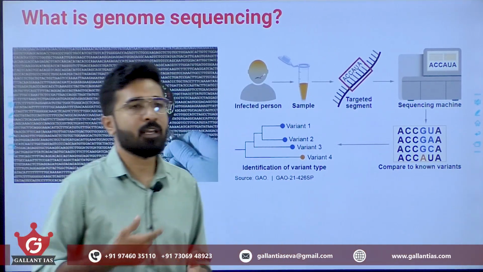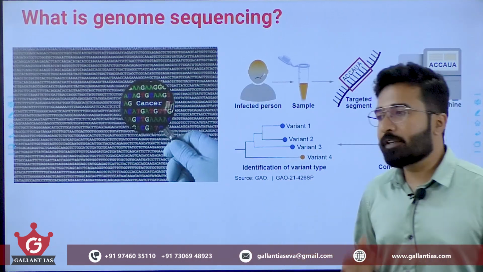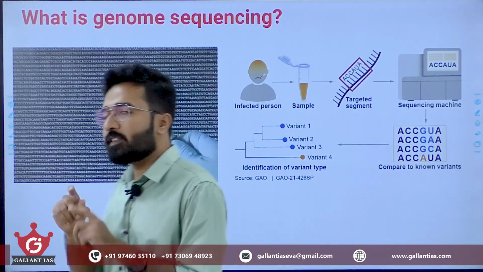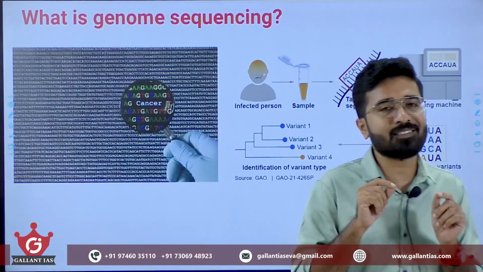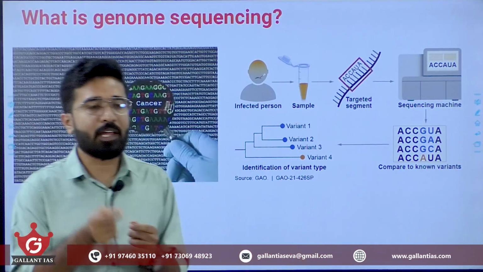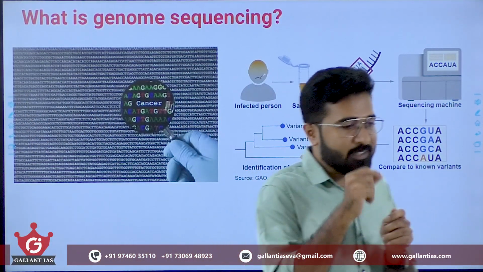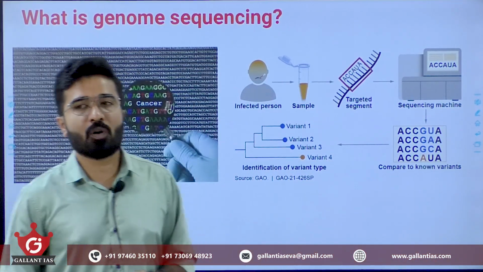That difference in the arrangement of base pairs makes each individual different. So reading this genetic information, how the base pairing is written in my genome and your genome, we'll open up a cell and in the laboratory we'll read that sequencing, that order of base pairing. That is known as genome sequencing.